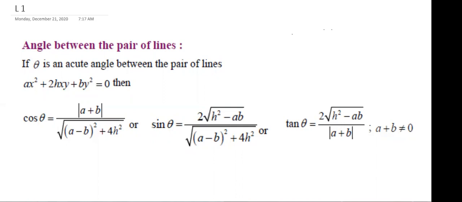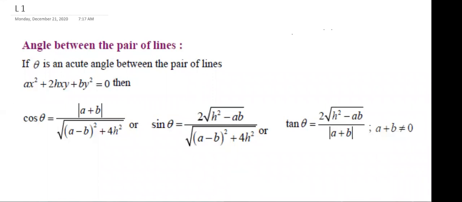Now I am going to discuss the angle between a pair of lines. Here, two types of angles are possible. One is the acute angle, another one is the obtuse angle.